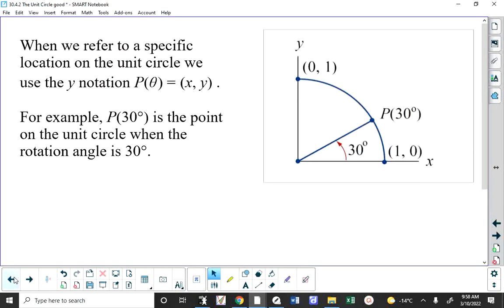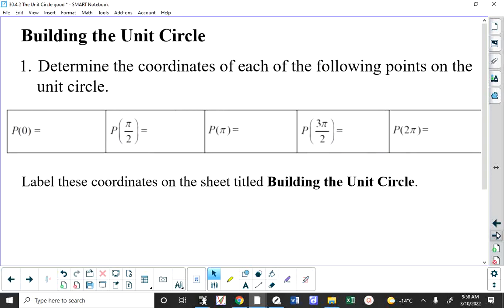So that's what the notation means. So if I wanted P of 30 degrees, I would need to know the x and y coordinates at this point. But we're going to go slowly. What is P of 0? So think about this for a second.